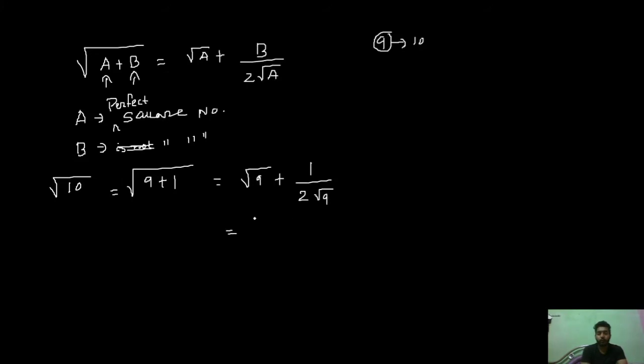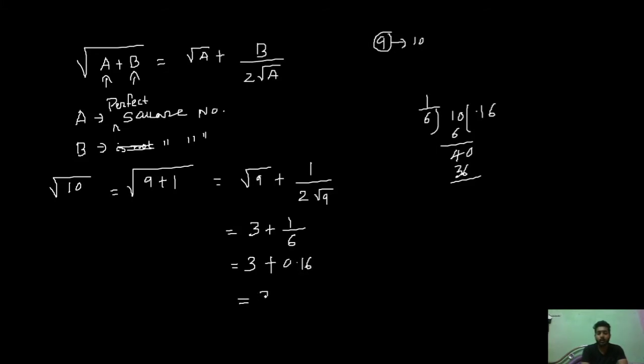That is, root over of 9 is 3, plus 1 by 2 into 3. 2 into 3 is 6, so 1 by 6. So 3 plus 1 by 6. What is 1 by 6? We all know 1 by 6 is 0.16 and so on. So the answer is 3.16. So root over of 10 is 3.16. This is an approximate answer for root over of 10.